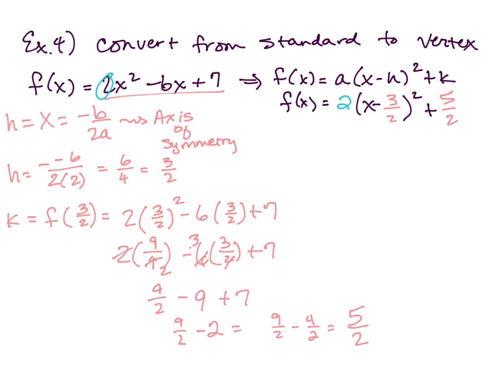Okay, so this is how you can convert from standard form to vertex form. You find the axis of symmetry and plug that in to get the k value, and then you rewrite it in vertex form. This is really heavy on your homework as well.